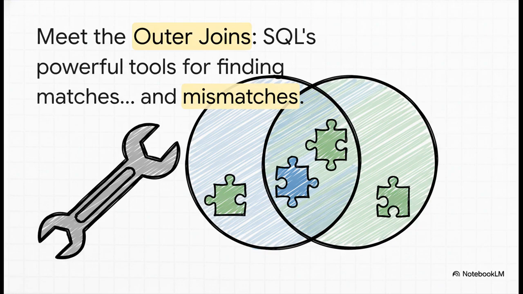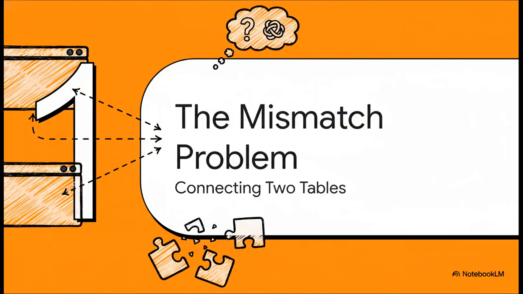They're not just about finding what matches up. They're specifically designed to shine a big spotlight on the mismatches, giving us that complete picture by showing us both what fits together and, crucially, what doesn't. Okay, so to really get why these joins are such a game changer, let's first walk through a super common mismatch problem you're going to run into all the time when you're working with different sets of data.